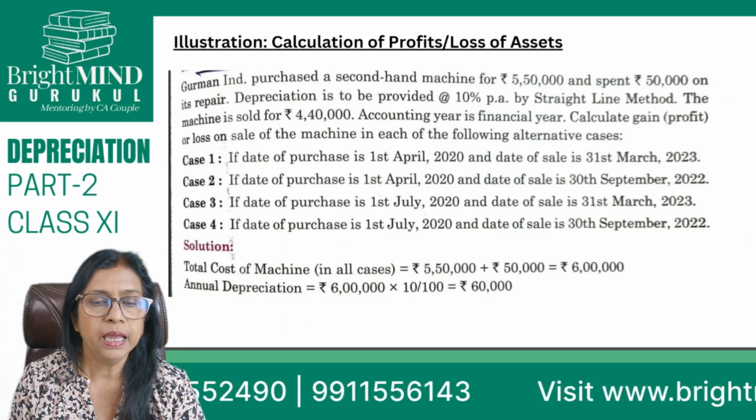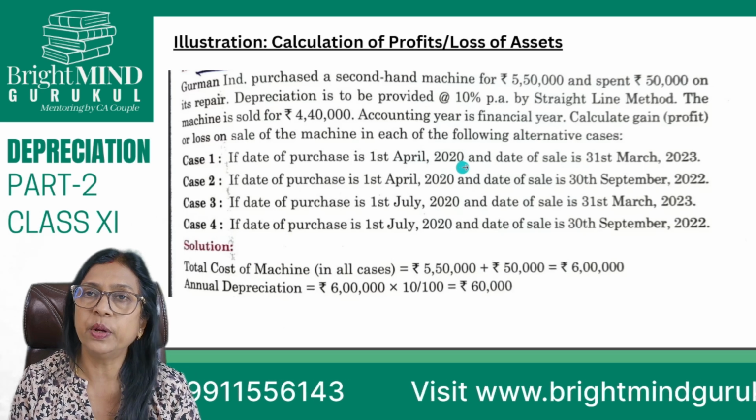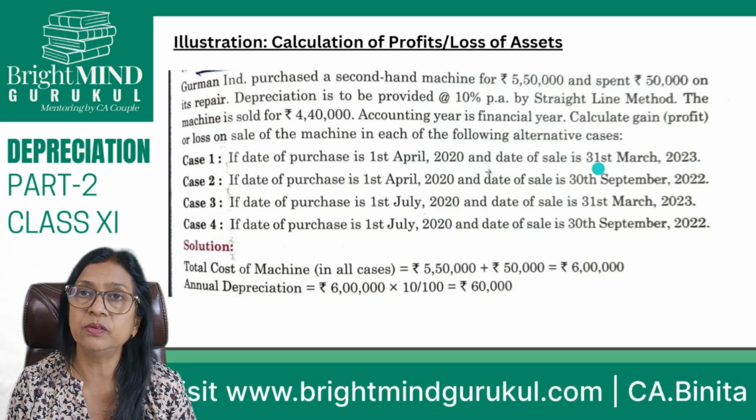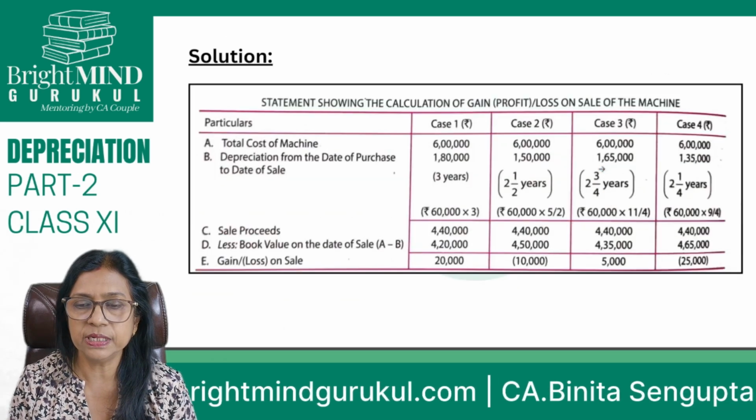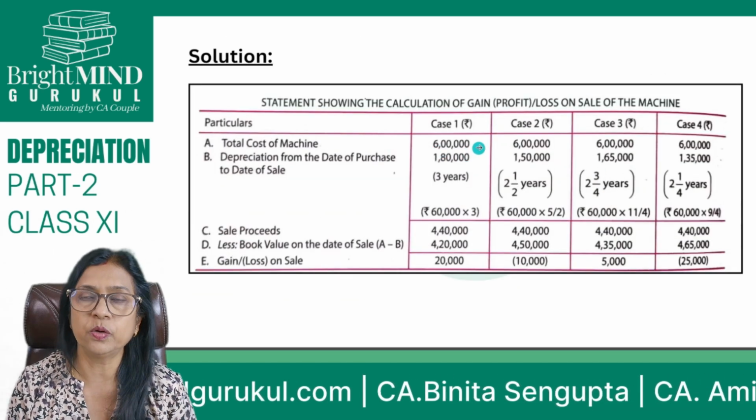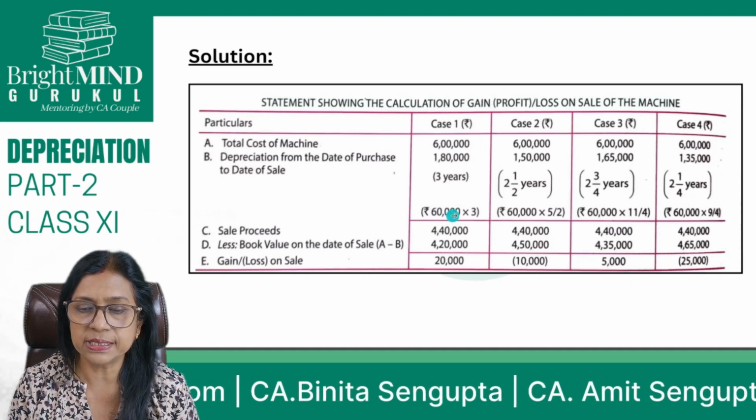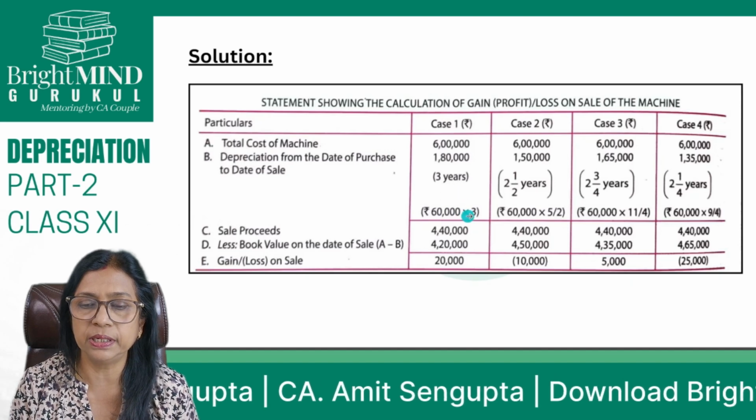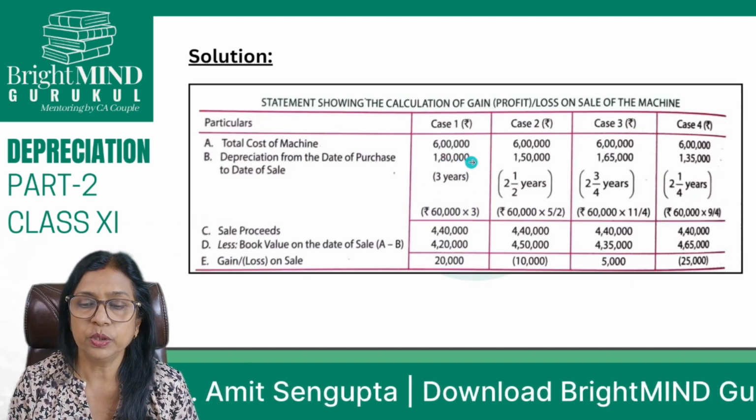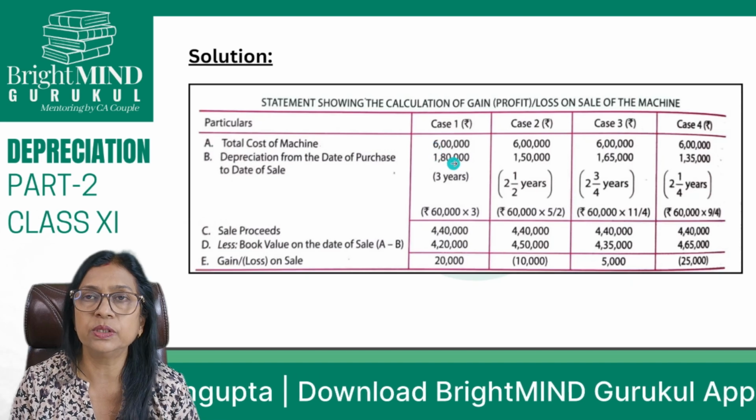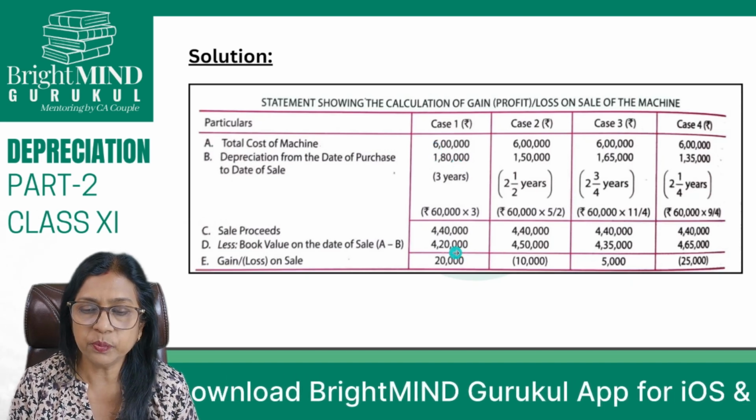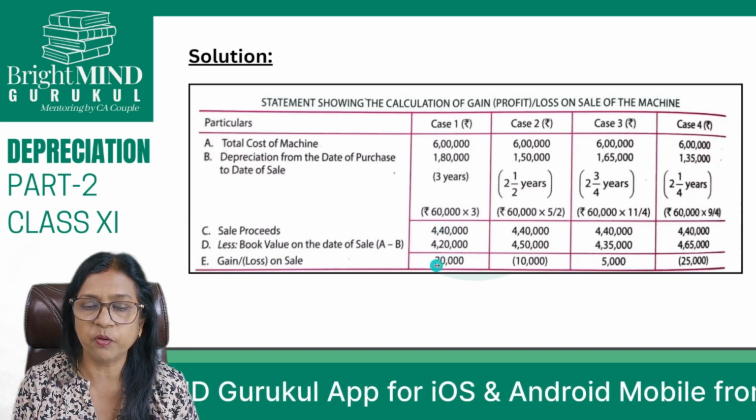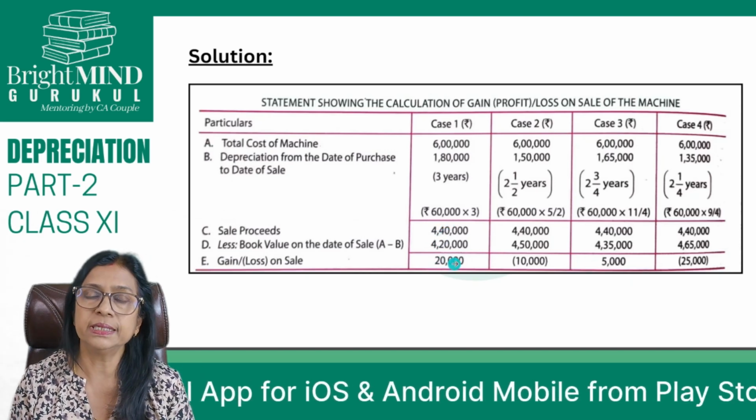So the first case, if the date of purchase is 1st April 2020 and the date of sale is 31st March 2023, that makes it 3 years of use. So let's see, 6 lakh is the total cost of machinery and 60,000 is the depreciation. For 3 years it will be 60,000 times 3, 1,80,000. So the book value will be 6 lakh minus 1,80,000, which is 4,20,000. Now 4,20,000 has to be reduced from the sale price. So it is positive, 4,40,000 minus 4,20,000. So it is a profit.